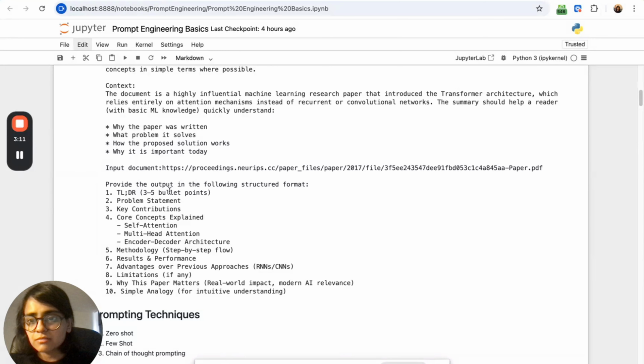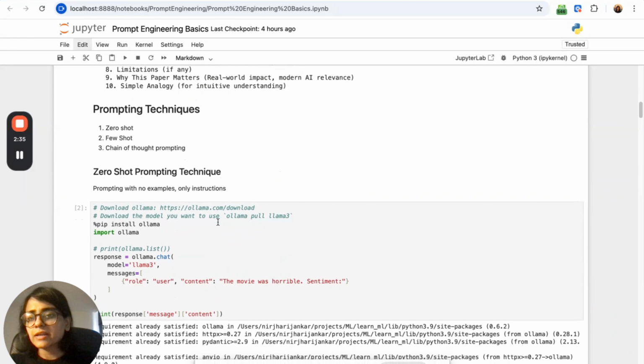This helps in getting the most relevant information that you are looking for from the LLMs. If you provide it a structure that, okay, I'm looking only for the problem statement, key contributions, core concepts in this summary that you are providing, then it will be a much better response from the LLMs.